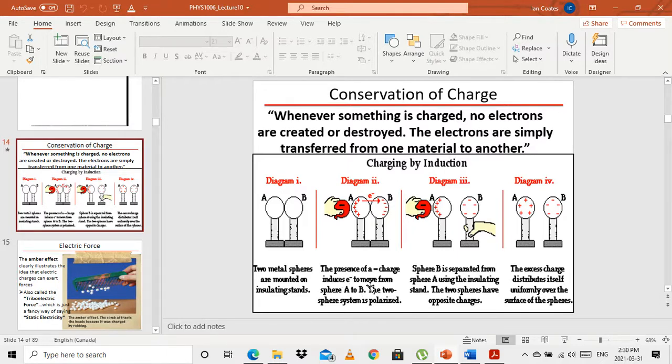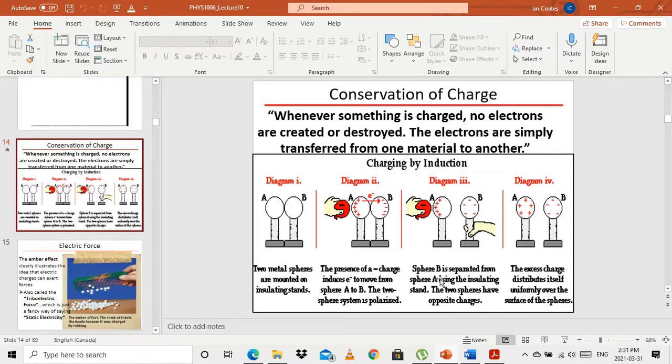The presence of A, which is a negative charge, induces the electrons to move, to jump. So here I bring in a negative charge. And here I have positive and negatives. Positive and negative, positive and negative. And I bring in a negative charge here. All the electrons want to get out of there. And they do. They jump over here. So all I have left over here is positive.